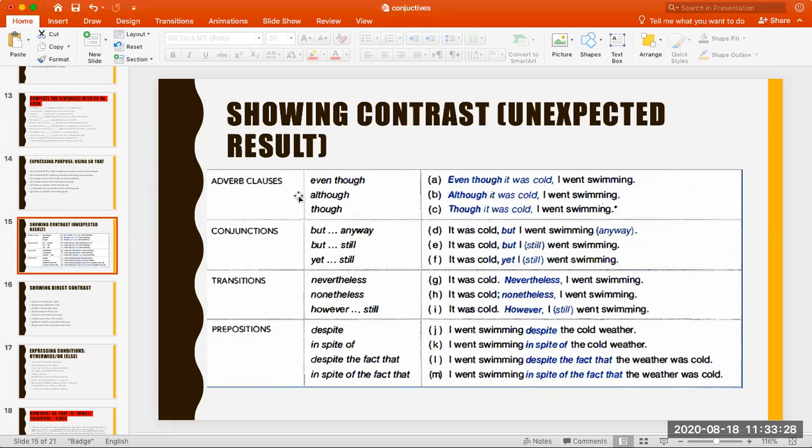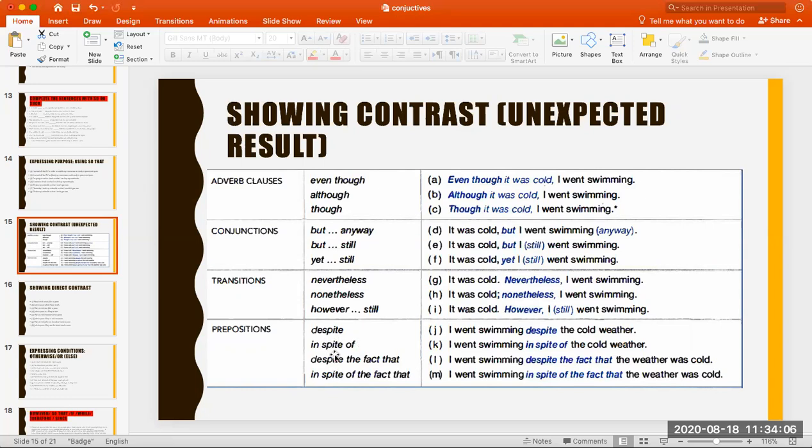Now, showing contrast or unexpected result. Remember again, you can make the sentences complex by using though, even though, although, or sometimes the sentences can be compound, like but and yet. You remember, but means contrast, yet means contrast with an element of surprise. Or you can use transitions, depending on whether you use a full stop or a semicolon before them. You can make a compound sentence or a simple sentence.